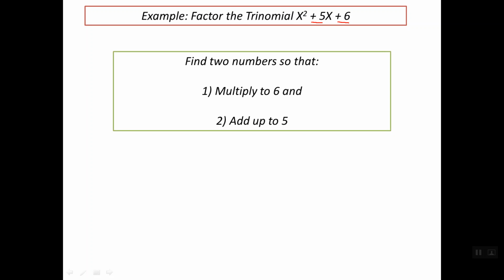So we should look for two numbers so that the multiplication of the two numbers should be 6, and the other condition that should be fulfilled is that the two numbers should add up to 5.